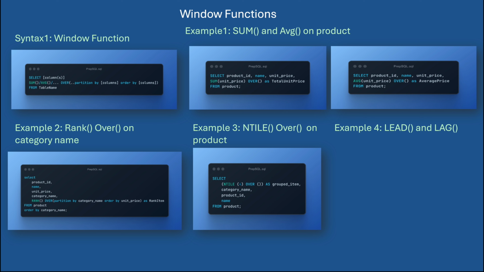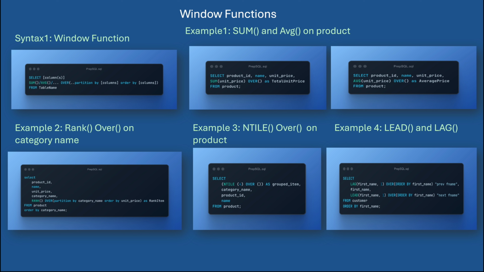For LEAD and LAG, we need to get the previous and the next items from the customer table. So we do SELECT LAG first name, getting the first name one step before with the 1, OVER ORDER BY first name, as previous first name, and then LEAD first name 1 OVER ORDER BY first name as next first name, FROM customer ORDER BY first name.